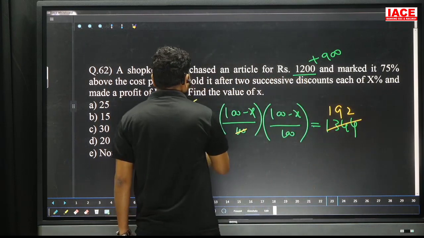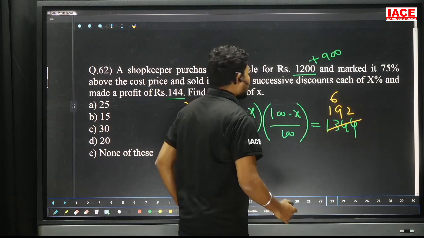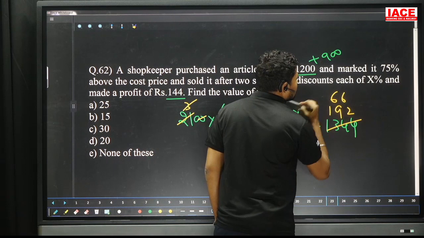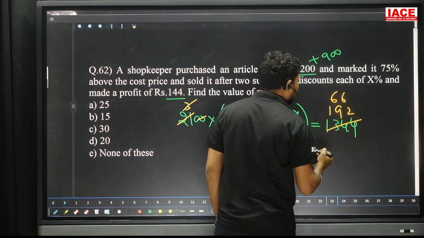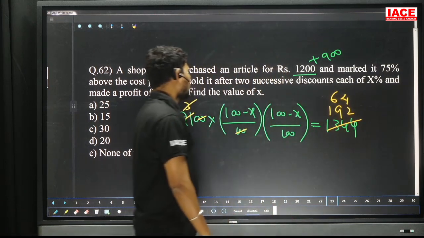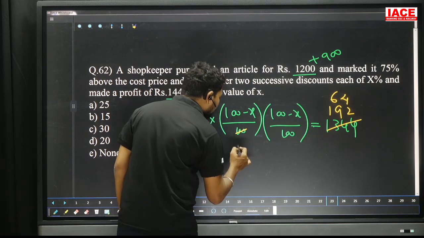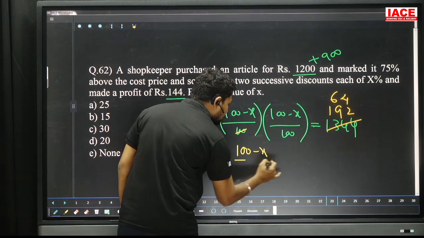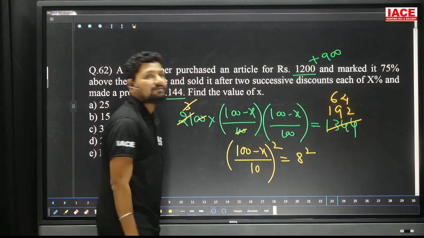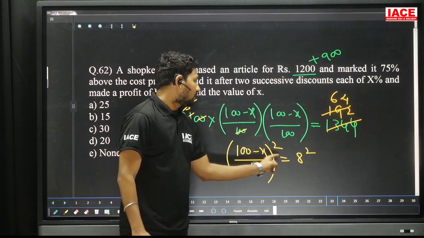And again cancel with 3. 3 how many times? 3 sixes are 18. 3 fours are 12. So we get 64. Here what can we write? (100 minus x) by 10 whole square is equal to 8 square. 64 we can write as 8 square. Look here, (100 minus x) by 10 whole square is equal to 8 square.